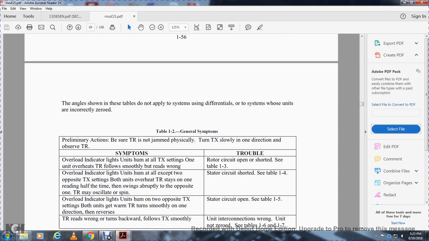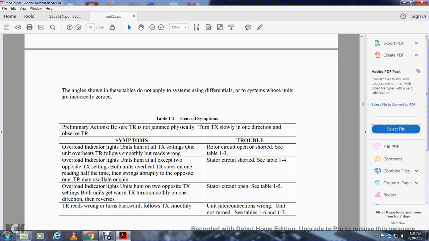Table 1-3. Overload indicator lights come on and all except for the two opposite the torque transmitter setting, both units overheat, and the torque receiver stays at one reading half the time, swings abruptly to the opposite, or may oscillate or spin. The trouble is the stator circuit is shorted.